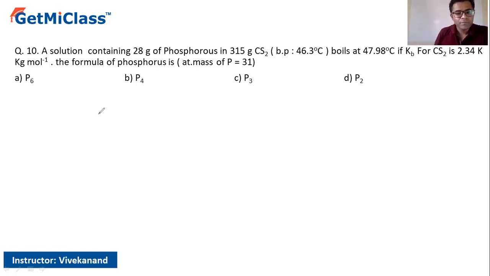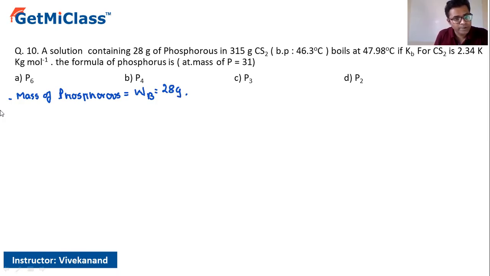So here, we need to find out what is the molecular formula for phosphorus. It can be done. Let's see how. So first point is that the mass of the phosphorus solute, that is nothing more than Wb, that we are adding is 28 grams. Second one, mass of solvent. The mass of solvent is equal to, that is Wa, and that is equal to 315 grams.